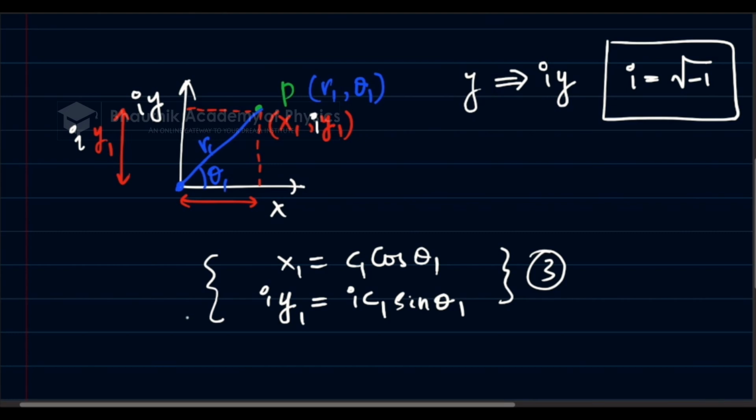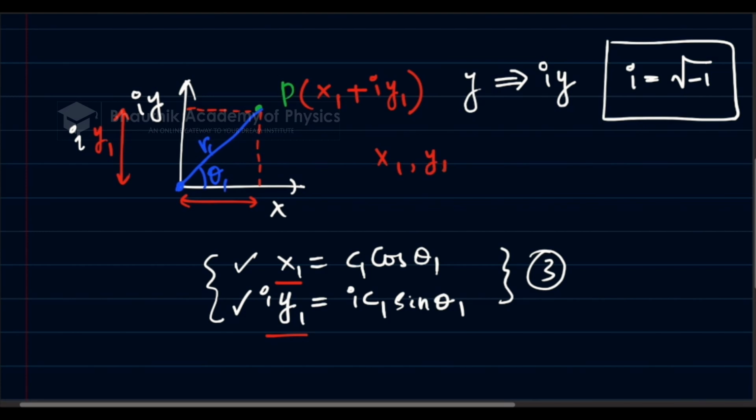In terms of x1 and iy1, the question is how to represent this point P. Now I am going to represent the same point P in terms of x1 and iy1. So in terms of x1 and iy1, the point P will be x1 plus iy1. Before, we had x1 comma y1, just a set of numbers, or r1 comma theta 1. Right now we have a plus sign. This is similar to vector addition.